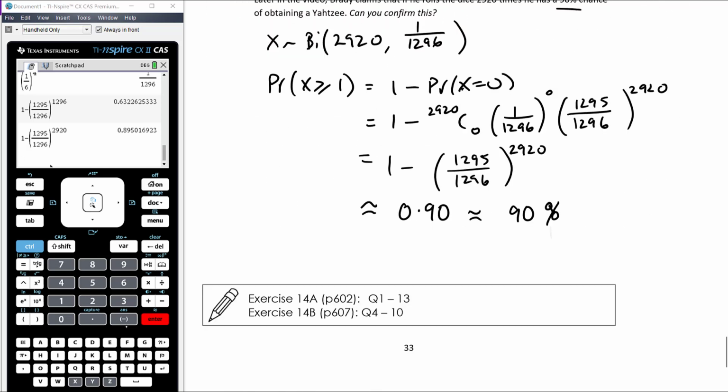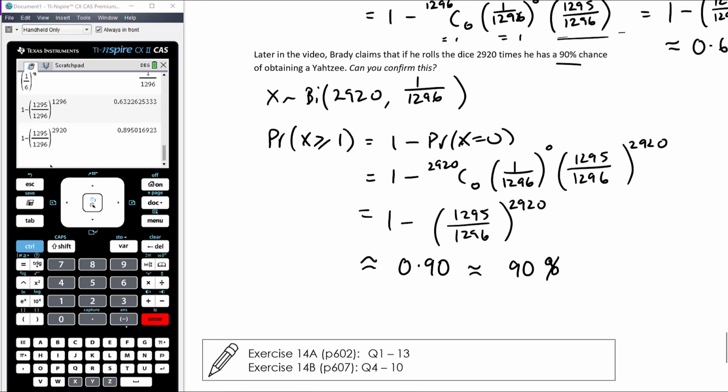The work today is a mixture of questions from 14A and 14B. In the next video, we'll have a look at further binomial probability problems where we make use of the inbuilt binomial distribution functions in the CAS to calculate more complicated probabilities.